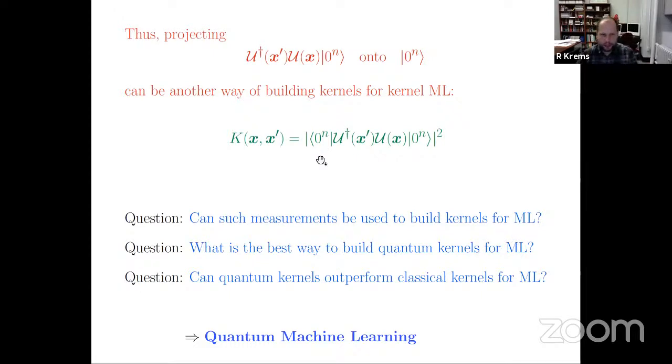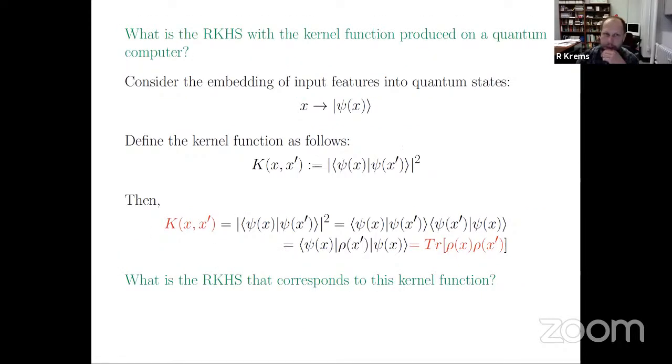This of course raises interesting questions. Can such measurements be used to build kernels for machine learning? If the answer is yes, then the second question is, what is the best way to build quantum kernels for machine learning? And of course, the million-dollar question is whether quantum kernels can outperform classical kernels for machine learning. We're going to discuss these questions in a bit.